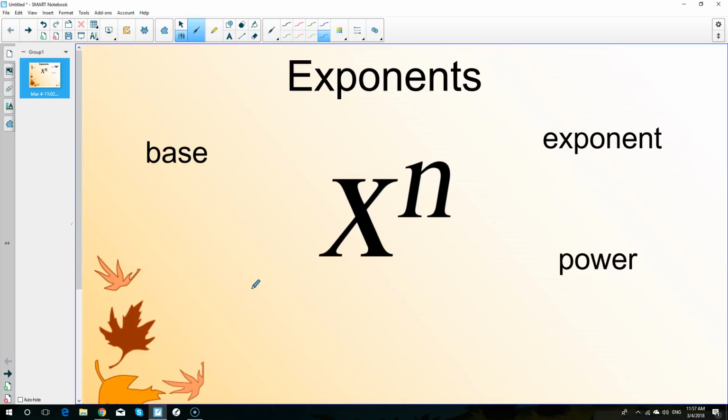Okay, so this is the first bit. It's just simple exponents, and I'm just gonna lay down the rules, what that means, and when we see it, how can we recognize something is what we call an exponent.